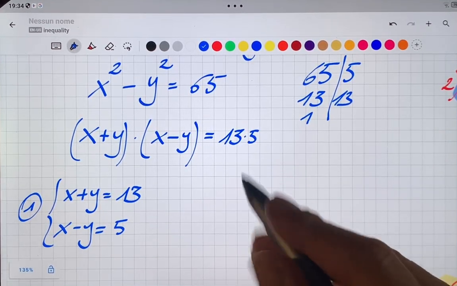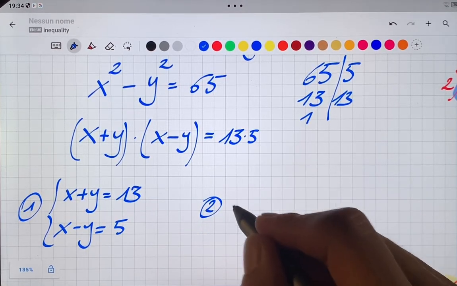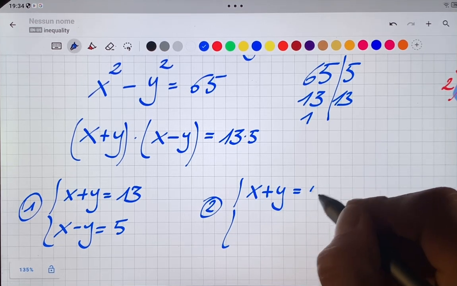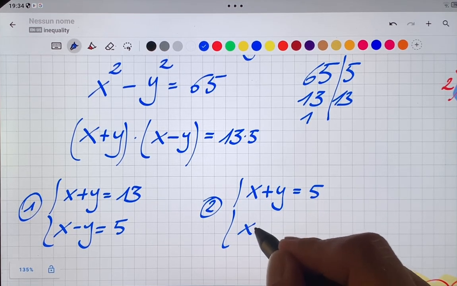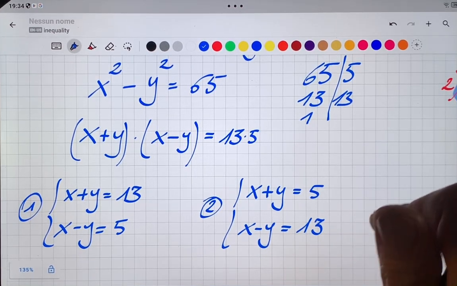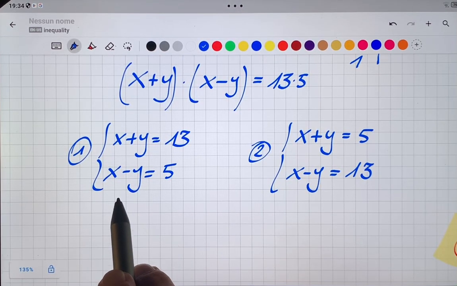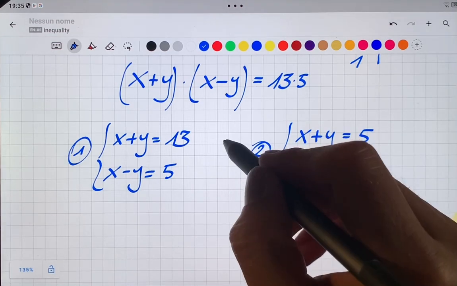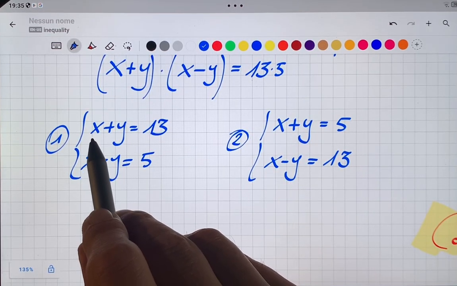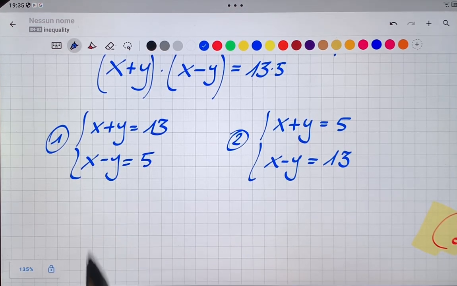But we have a second case as well. X plus y could be 5 and x minus y could be 13. Okay? So we must study those two systems of equations. Now, if you look at the equations, you see that we have two unknowns and we know the sum and the difference of those two unknowns.